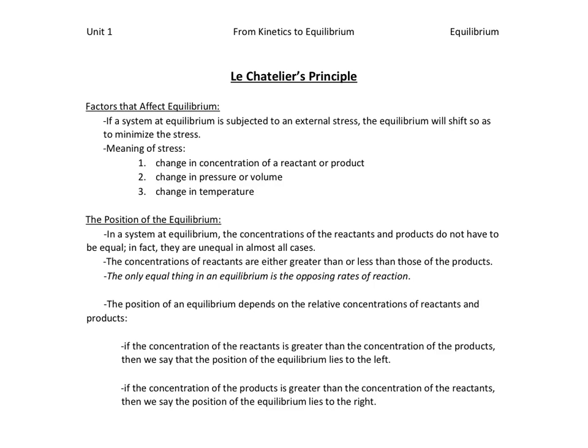Le Chatelier's principle states that if a system at an equilibrium is subjected to an external stress, the equilibrium will shift to minimize the stress. There are three different changes that can cause a stress in an equilibrium: a change in the concentration of either a reactant or a product, a change in the pressure or volume as it relates to gases, or a change in temperature.